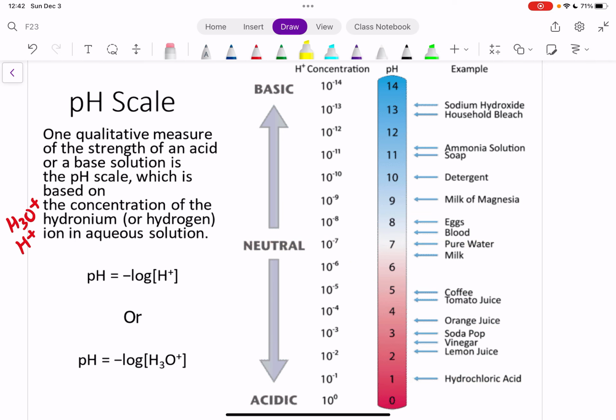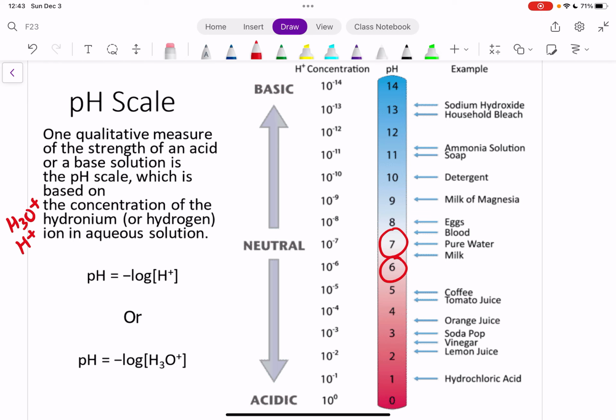Other end of the spectrum, we've got basic things. So something like detergent is a pretty basic household product. Or soap. Or household bleach is very basic. A lot of cleaning agents you'll see are very basic. And then sodium hydroxide, or NaOH, right? We talked about how that was a common base. That's also very basic.